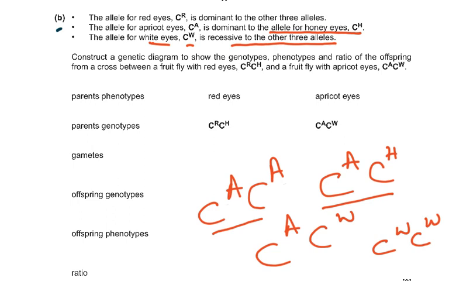If it's in a heterozygous state, CRCW will be red, CACW will be apricot, CHCW will be honey, and CWCW will be the white eyes because that is recessive to the other 3 alleles.